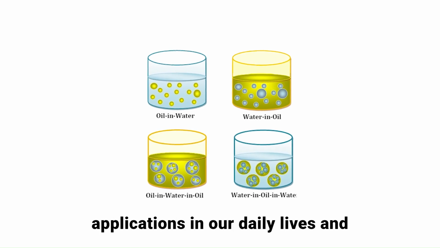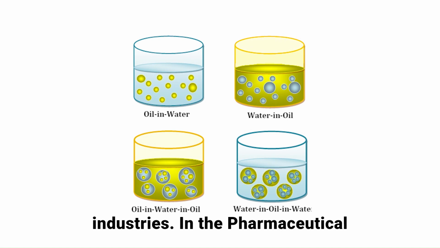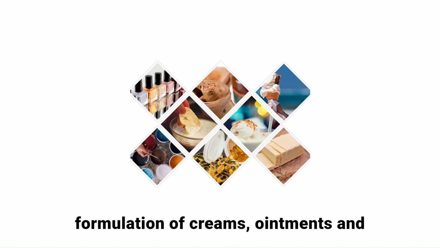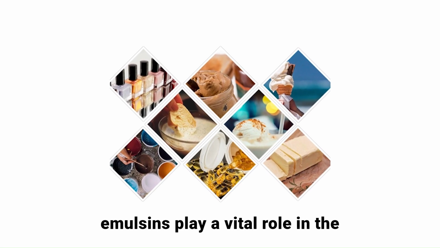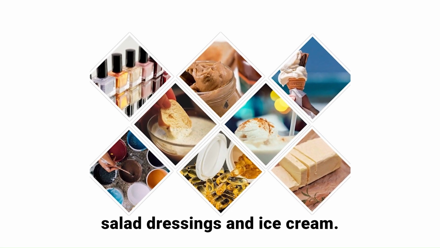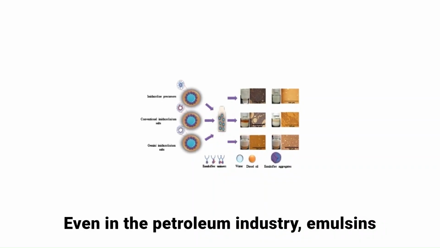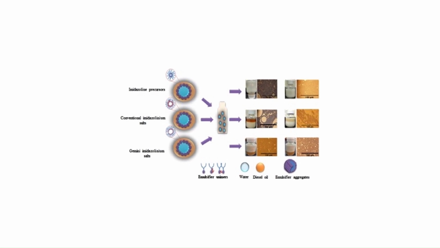Emulsions have wide-ranging applications in our daily lives and industries. In the pharmaceutical industry, emulsions are used in the formulation of creams, ointments, and lotions. In the food industry, emulsions play a vital role in the preparation of products like margarine, salad dressings, and ice cream. Even in the petroleum industry, emulsions are used in drilling fluids to enhance the efficiency of oil extraction.